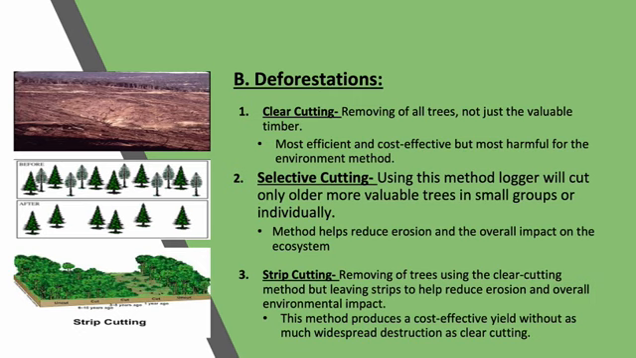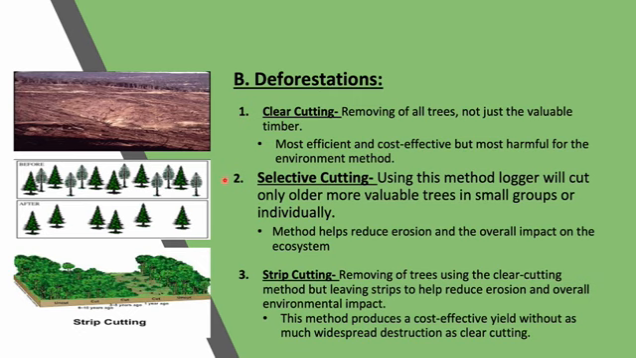Another issue is deforestation. There are several different ways that we cut trees down. The first one is clear cutting, and that's what we see right here at the very top. This is when we just go in and remove all of the trees, and you remove everything, not just the really valuable timber. You're not really selective about what you're taking out. This is the most effective and efficient way, but it's the most harmful way to the forest.